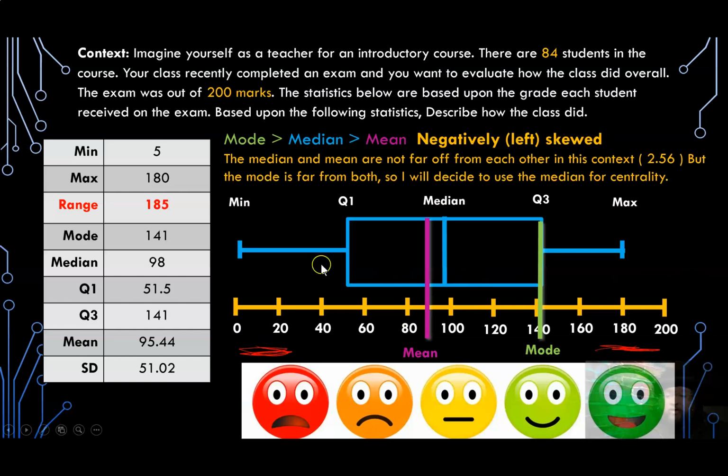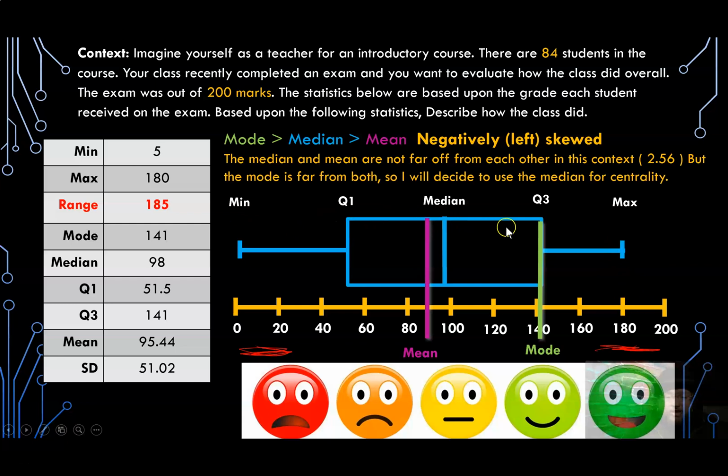Now, overall, we could quickly say we know the minimum. The bottom person or people in the class got 5 marks, because there could be 5, but there could be others that are there. And the top person or people in the class got 180 marks on the test. And we know this up here. So, okay, this is good.